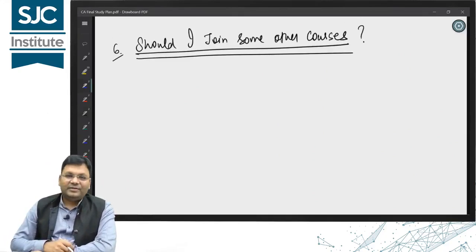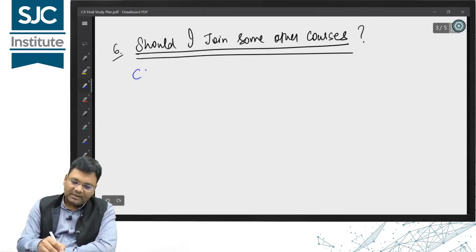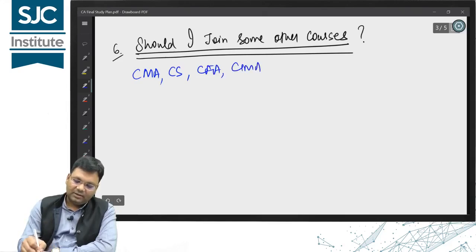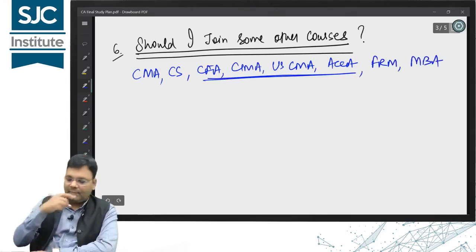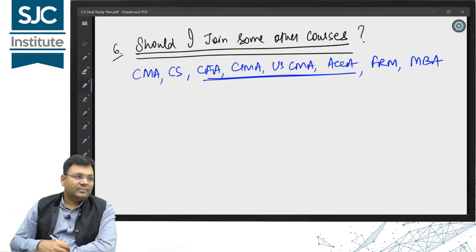But still, if you have fascination, desire, dreams, if you want to show off in a positive note, if you really had some desire and dreams to be accomplished, then you may. Then options are: you can do cost accountant degree, you can do CS, you can do CFA, CIMA, USCMA, ACCA. These 4 are professional degrees. Some prefer doing FRM, some prefer MBA. So there are a lot of options.